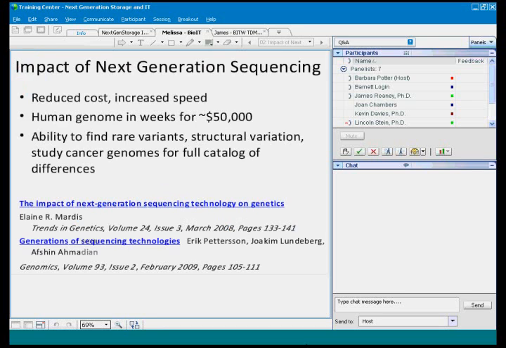The massively parallel sequencing technologies have dramatically reduced the cost and increased the speed at which we can sequence large, complex genomes. If you think of the first human genome sequence completed in 2003, it took approximately 5 years and $300 million to sequence.